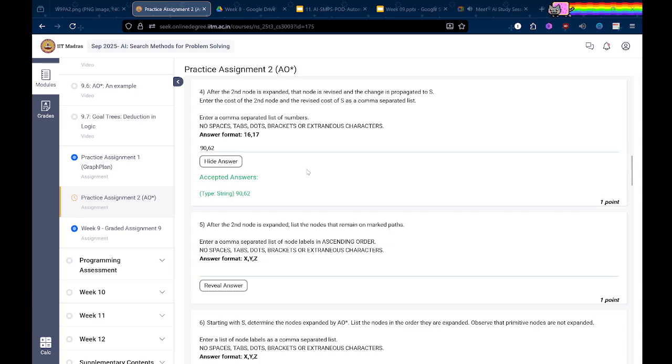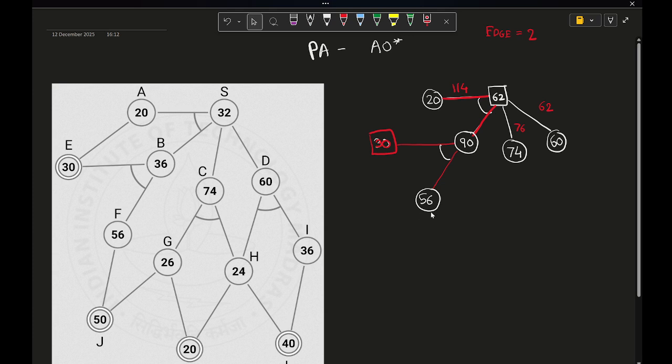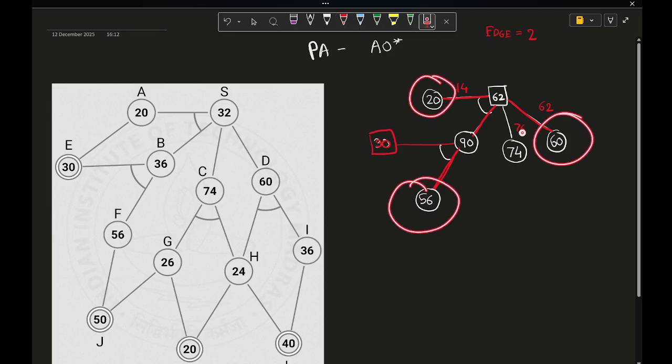Okay? After the second node is expanded, list the nodes that remain on marked paths. D, no? What is marked path? Marked path is the red one that I'm marking. No, but now we have changed it, right? It's going to 62, so it should be. Shouldn't it be D? So it should be this, this, and this. Okay? So A, D, and F.